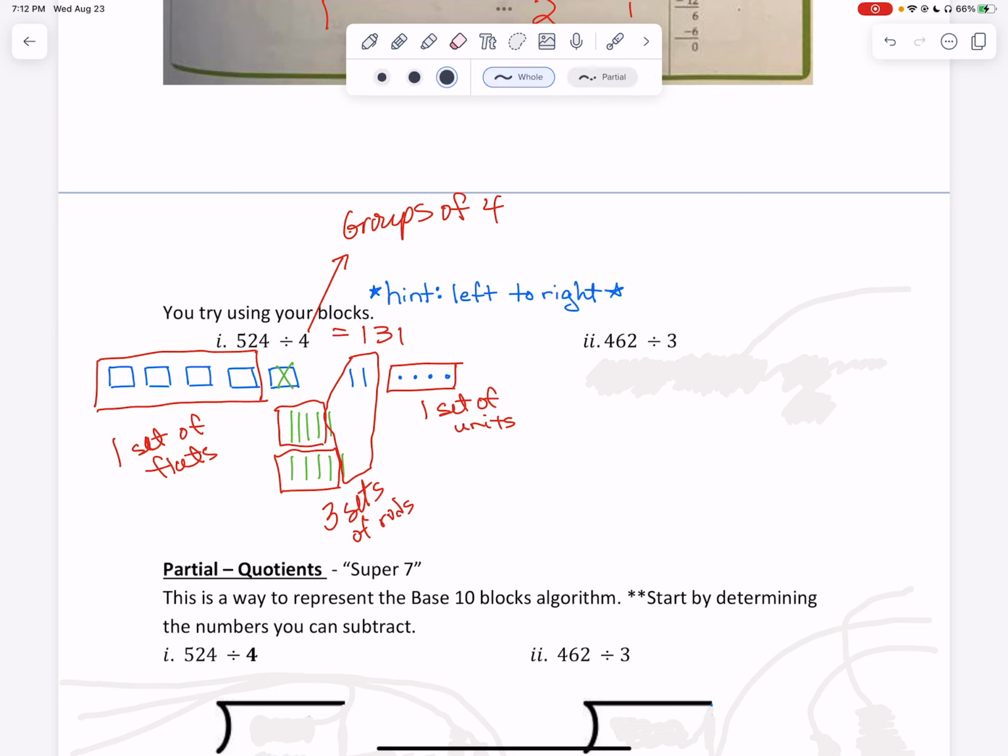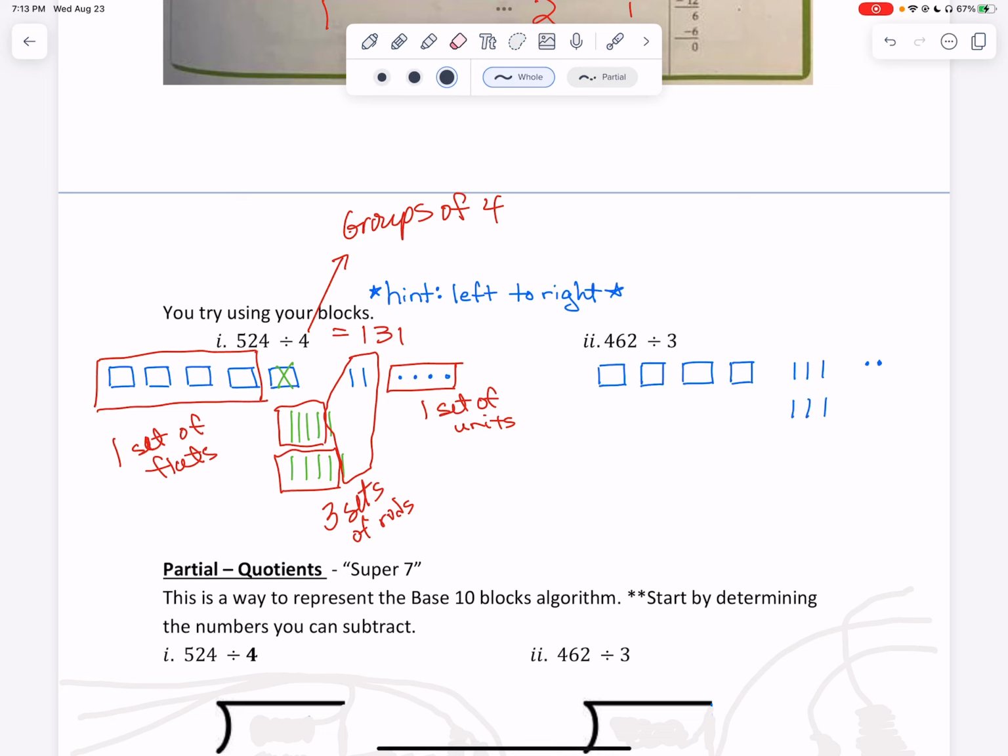Okay. So remember, I started from the left. Should have told y'all that to begin with. I'm starting it from the left. Never start dividing at the units. We always start with the biggest. Okay. So let's do that one more time.